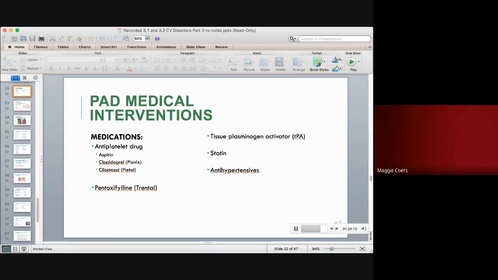It's not used very often for peripheral vascular disease. It's usually used more for coronary artery disease, to avoid stroke. Also, we can put the patient on statins, to make sure their lipids are down, because again, atheroma formation, and then antihypertensives to bring their blood pressure within a normal limit.